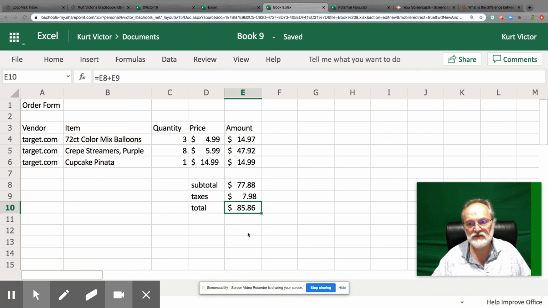And we can bring this to Student Council, and we can use Excel to help us with our math to make it all work out well.